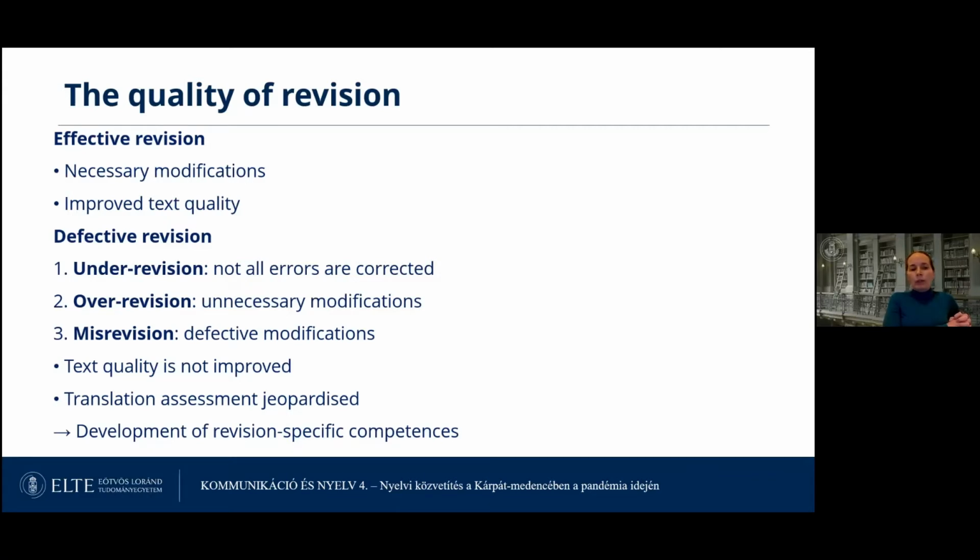To be able to avoid defective revision, and I'd like to refer back to Adam's presentation before, revision can only be done by professional, well-trained revisers who are familiar with the revision task and familiar with the steps of the procedures of revision, and are able to make conscious and informed decisions. And for this, we need to develop revision-specific competencies that can also be started during translator training at our institutions.